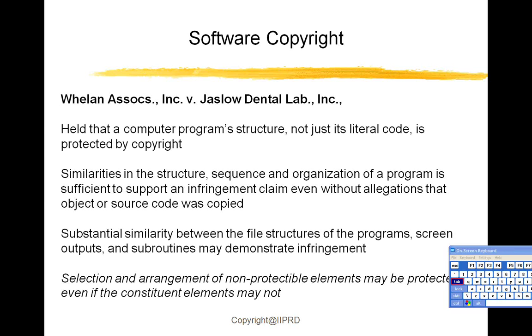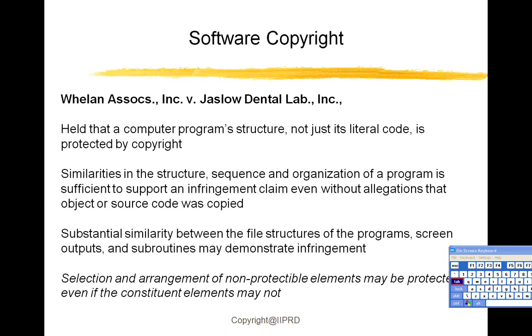Similarities in structure, sequence, and organization of a program are sufficient to support an infringement claim. So even though the literal code might not match that of an infringer, and the literal codes do not match, you can always claim for an infringement suit if the sequence, the structure, or the organization of the program is similar to the copyrighted work. If there is a substantive similarity between the file structures or the screen outputs and even subroutines, they can also be used as far as claims for infringement are concerned.